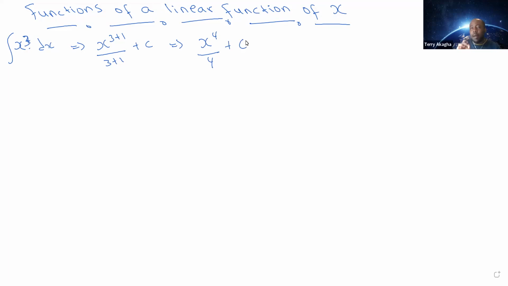But what about if x is replaced with a linear function? That means we are told to now integrate, instead of x, something like 2x minus 7 raised to power 3. You can't apply the rule that you did in the previous video here. You need to do something a little bit extra. It's very simple.